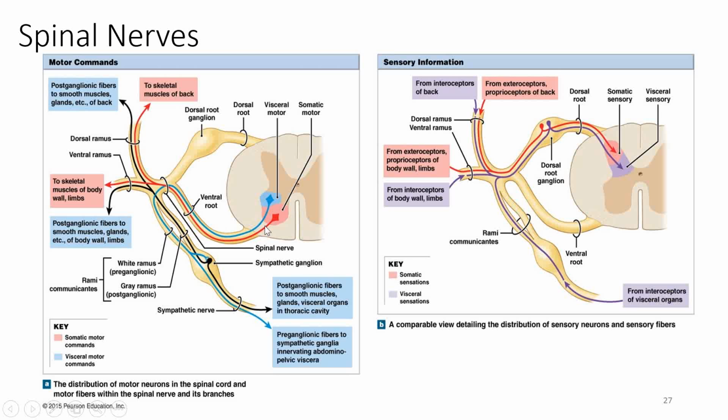We also have the somatic motor. This is your voluntary motor stuff, and so that's going to come out. It's going to run down the spinal nerve, and it's also going to exit through that dorsal ramus back here. So there's going to be ventral ramus, the spinal nerve, and then also dorsal ramus. And so again, dorsal ramus is going to innervate the skin and muscles of the back, and then the ventral is going to innervate muscles of the body wall and limbs.